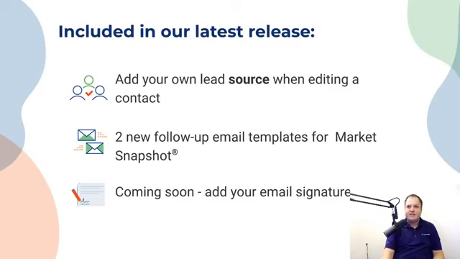I'm happy to say this is now available in Top Producer X, where you can add your own custom sources. The second one is we've also added some new follow-up email templates for Market Snapshot. These are email templates you can use to follow up after you send someone a Market Snapshot, whether it be days later, a week later. We're going to cover those. And then this one is probably the biggest one we've heard a lot of feedback about: hey, love the new email platform in Top Producer X, want to be able to set my email signature. I want to go through that. So these are the three things we're going to cover today.